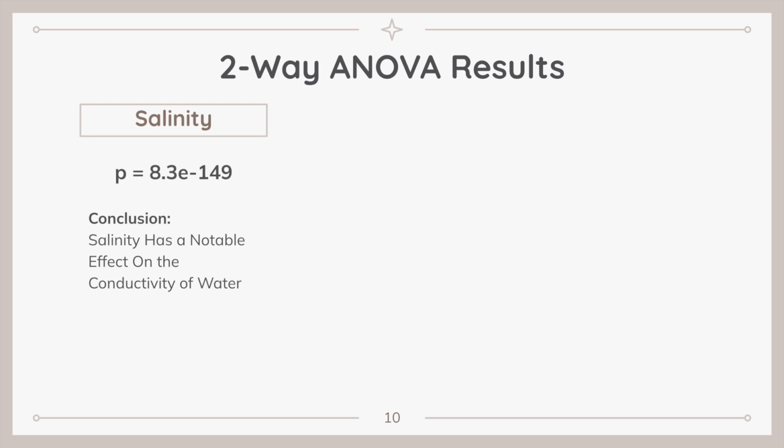First up, we have our salinity ANOVA. We can see that we get a p-value of approximately 8.3 times 10 to the negative 149, which for all intents and purposes is 0. With this, we can conclude that salinity has a notable effect on the electrical conductivity of water.